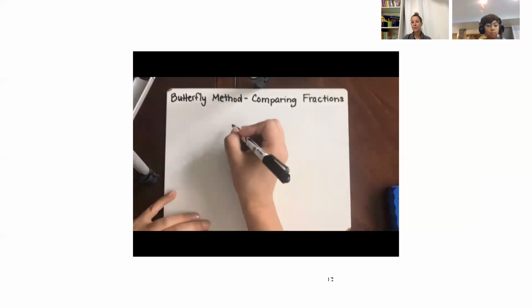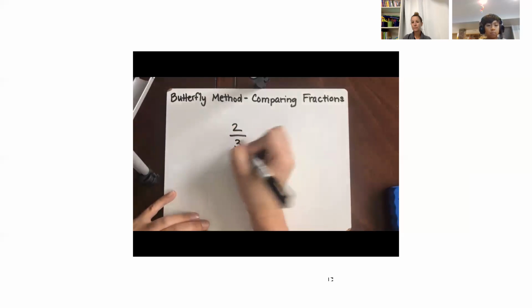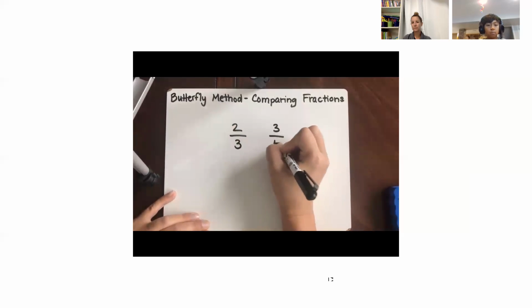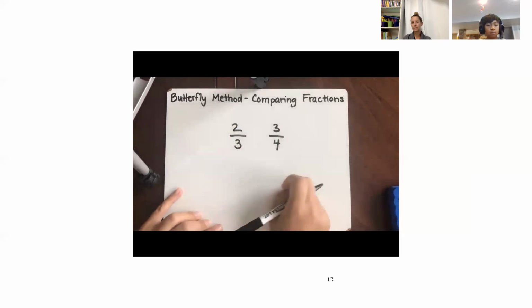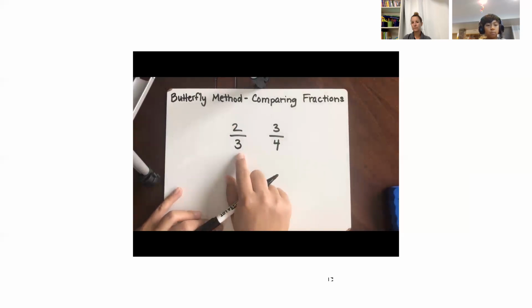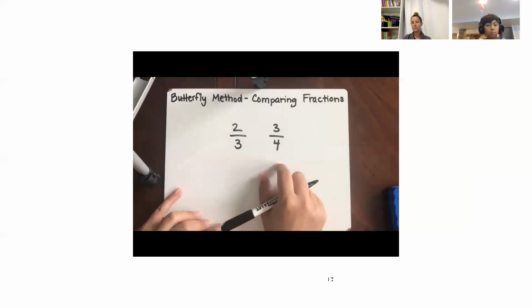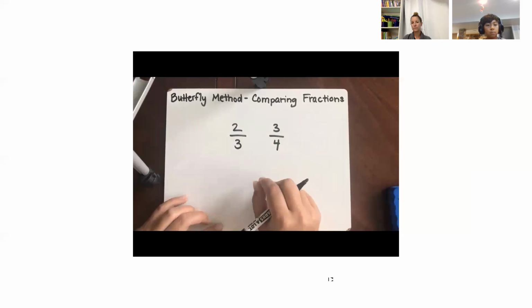For example, let's say I have 2/3 and 3/4. Well, if I'm analyzing them, I know that 2/3 is a little bit more than half. I also know 3/4 is a little bit more than half. So the butterfly method is something you can use in order to figure out which is greater.